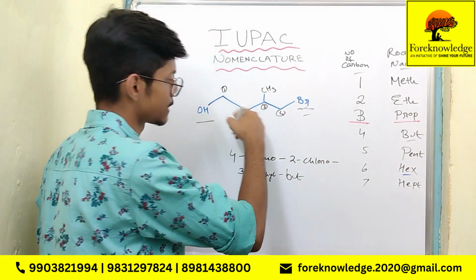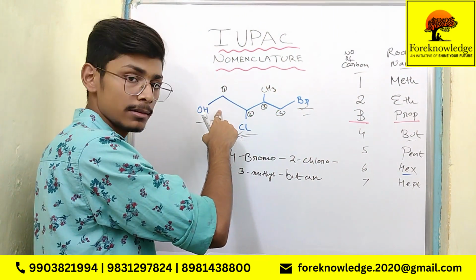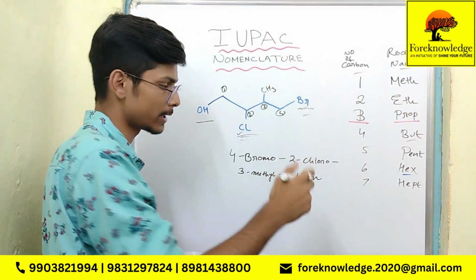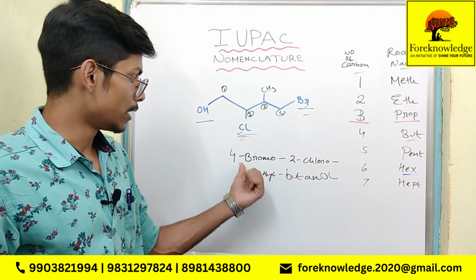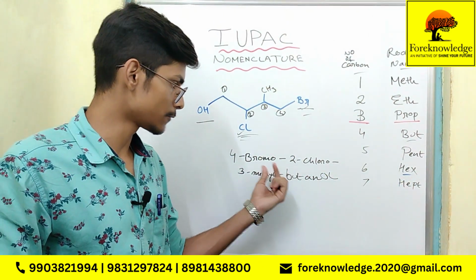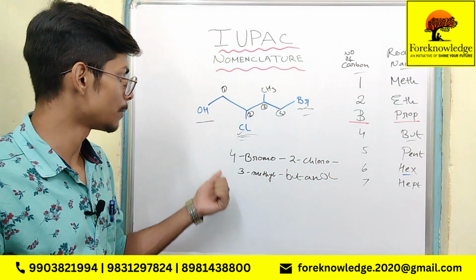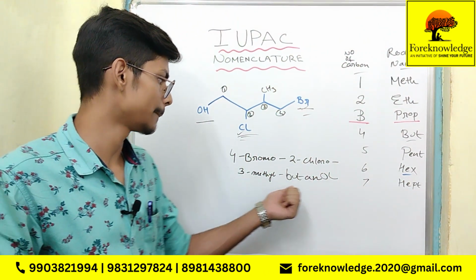As single bonds are there, so an. And as at the first position OH is present, there is no need to write one, we can directly write ol. I have written this in 2 lines, but you have to write this in a single line with no spaces. Okay. So the name of this compound is 2-bromo-2-chloro-3-methylbutanol.